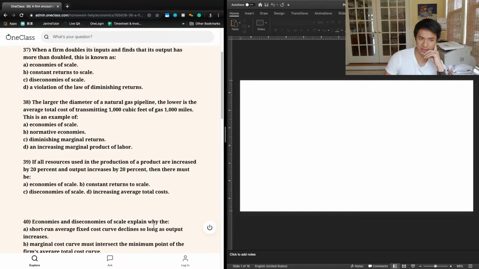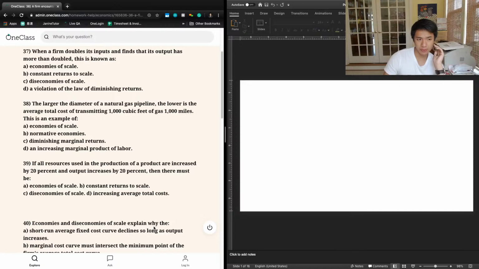Okay, question 37 says, when a firm doubles its input and finds that its output has more than doubled, this is known as A, economies of scale, B, constant returns to scale, C, diseconomies of scale, or D, a violation of the law of diminishing returns.